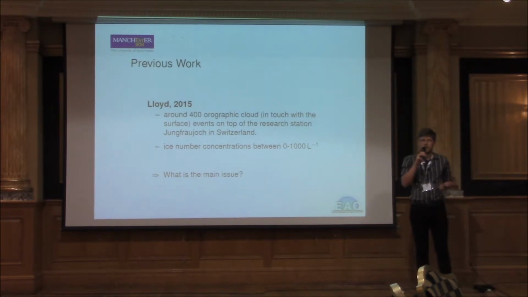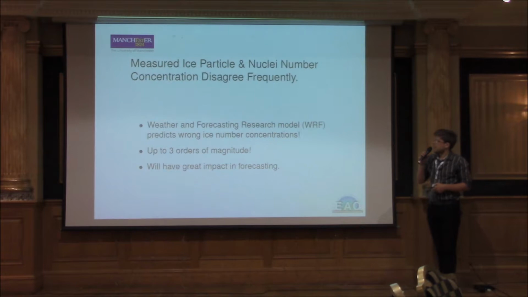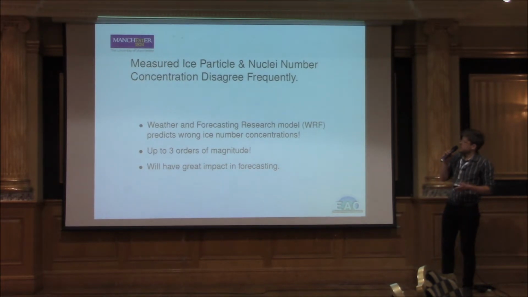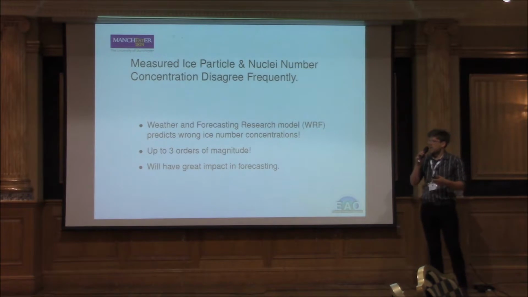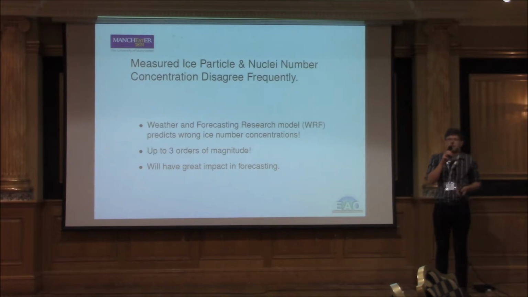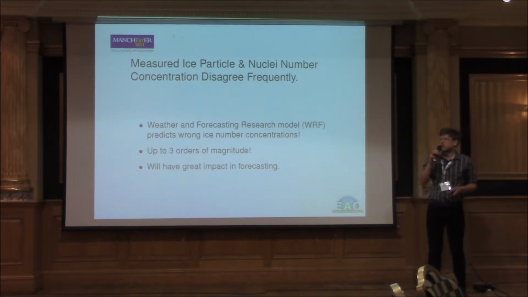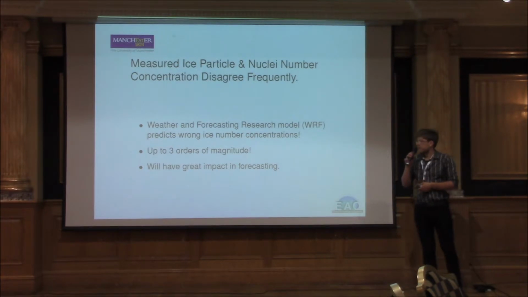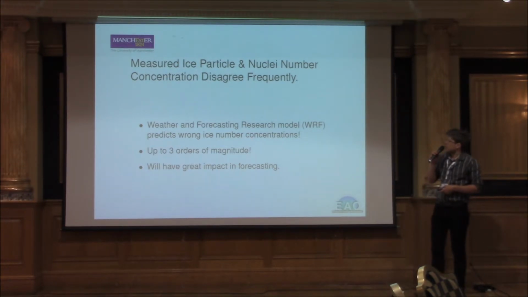The main issue they found is that the model they chose to verify those measurements was unable to predict those high ice number concentrations. They used the Weather Research and Forecasting model and tried to predict it, and it was not only slightly different, it differed by up to 3 orders of magnitude. And of course, if it affects this model so much, it also affects other models. So we have to understand where those differences come from.